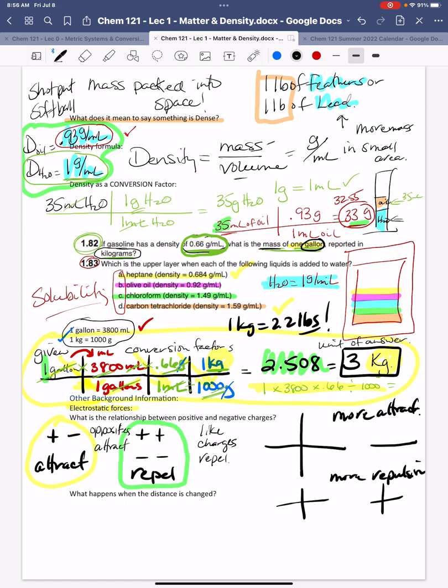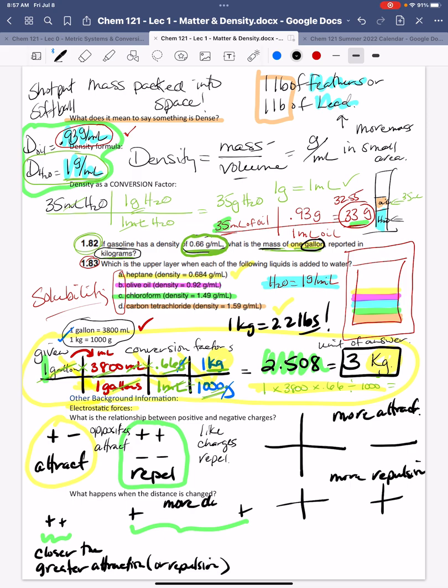the attraction or repulsion can increase or decrease. The other thing that I want you to understand is that if I put the charges close together or far apart, distance matters, okay? The closer they are, the greater the attraction or repulsion. And if they're farther apart, more distance equals less attraction or repulsion. Okay. And all of those things are going to manifest in a lot of chemistry.